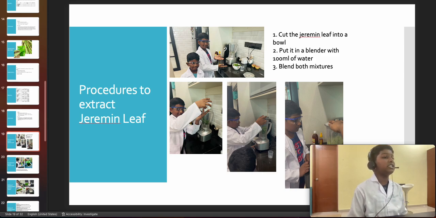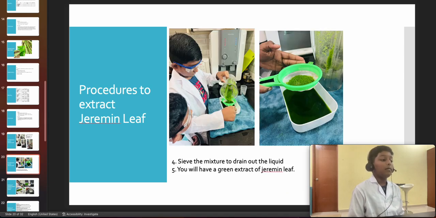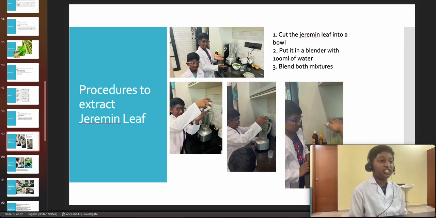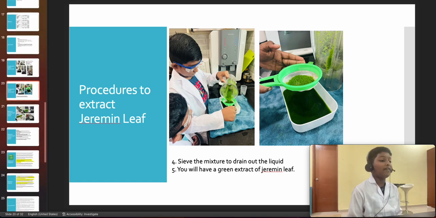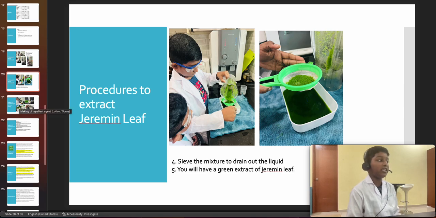Procedures to extract Jeremin leaf. First, we need to cut the Jeremin leaf into a bowl. Then, put it in a blender with 100 ml of water. Next, blend both. Sieve the mixture to drain out the liquid. Then you will have a green extract of Jeremin leaf.